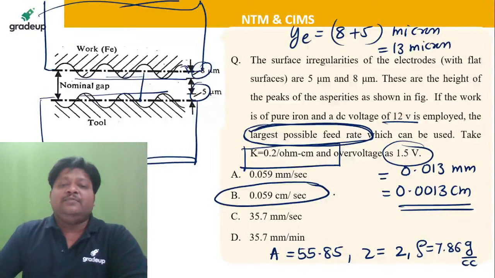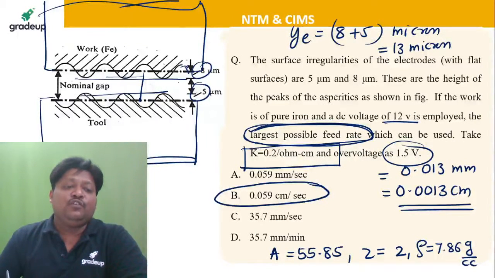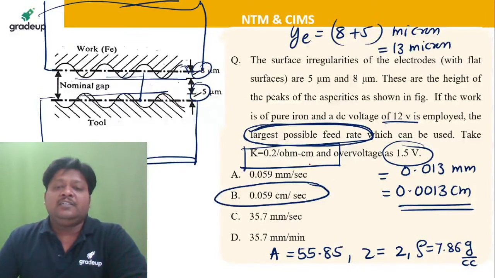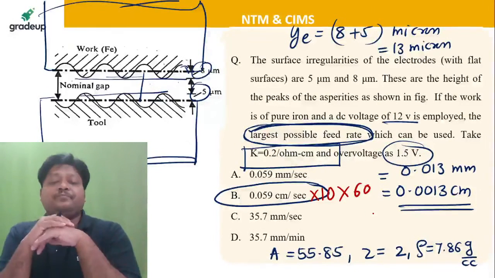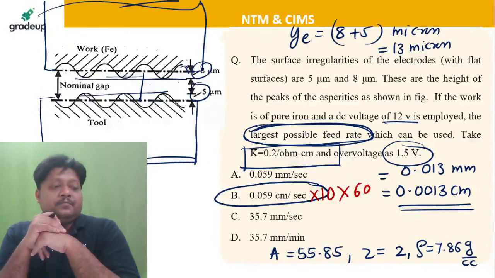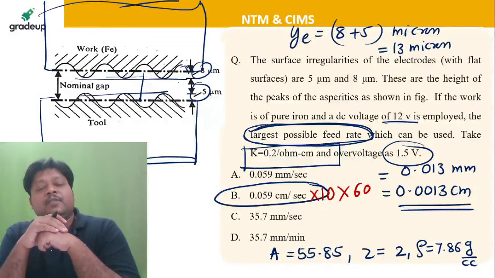So if I multiply 0.059 by 10, since 1 centimeter is 10 millimeter, and per minute I want to write, then if I multiply by 60, how much is it? Please check it out.